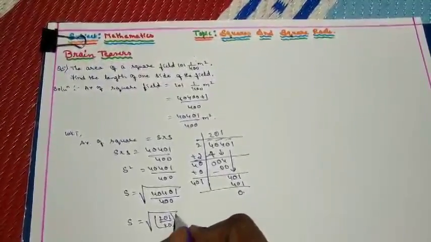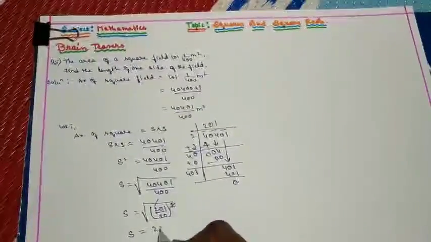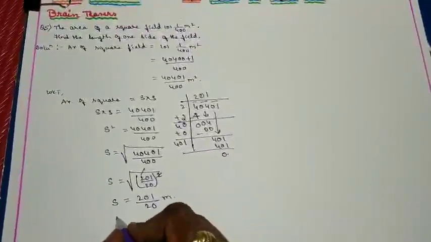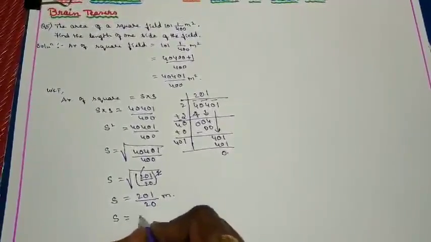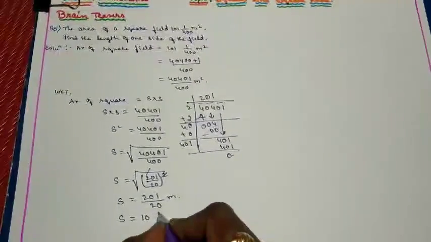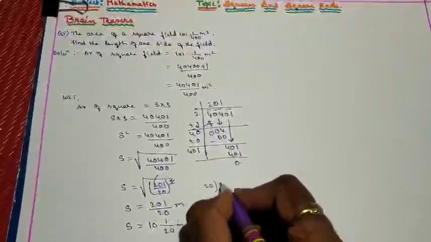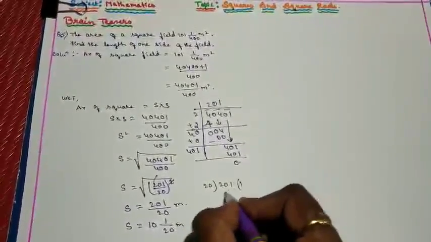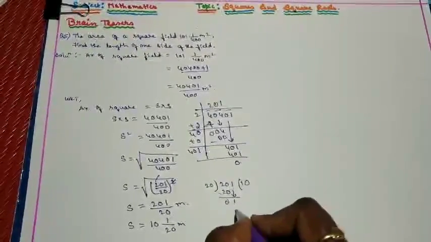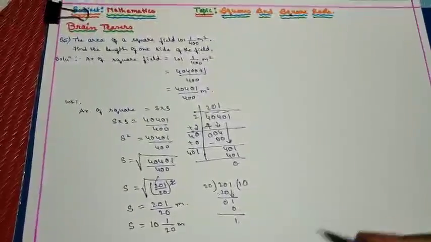So we'll get 201 by 20 whole square, square and root get cancelled. Then S equal to 201 by 20 meters. Later convert into mixed fraction. Then 20 tens is 200 and 1 remains, so 10 1 by 20 meters. Or you can go for normal division. So 20 tens is 200, minus 0, bringing 1, remainder is 1. So 10 1 by 20 meters.